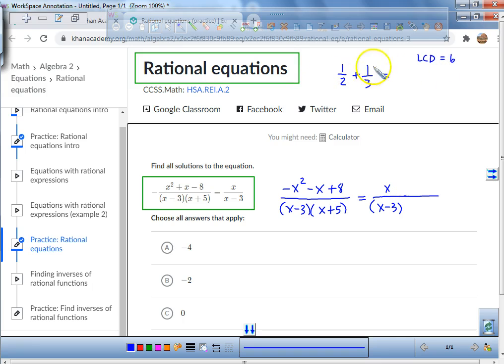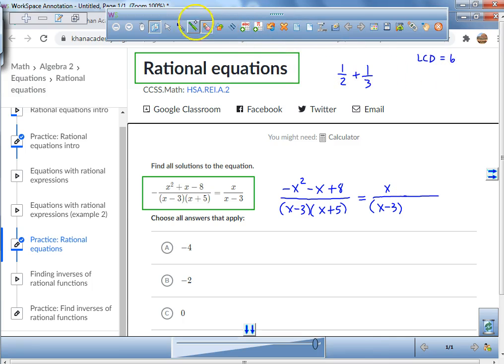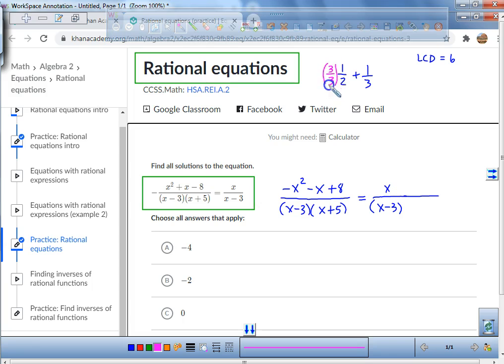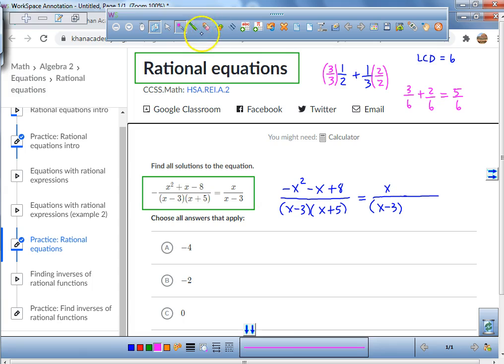Okay? So what would that mean? We're just doing a quick review here of why you need to know what the least common denominator is. If the least common denominator is a 6, then what would I have to multiply this by? A 3 over a 3. What would I have to multiply this by? 2 over 2. And what do we get? We get 3 over 6 plus 2 over 6. So what is 1/2 plus 1/3 equal to? 5 over 6.